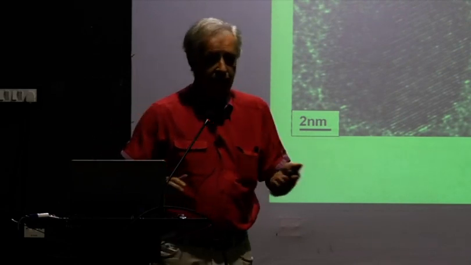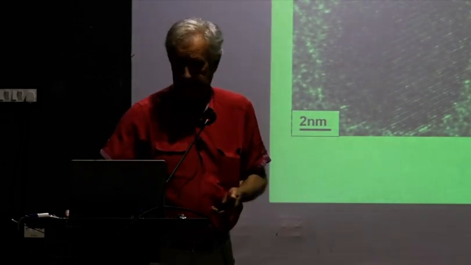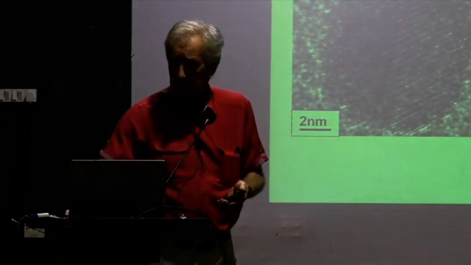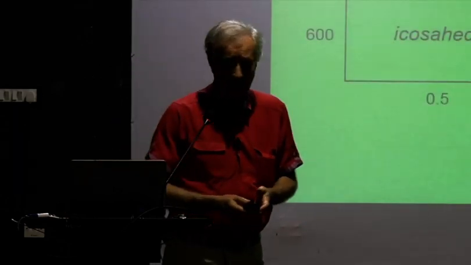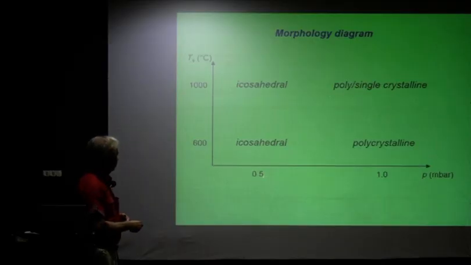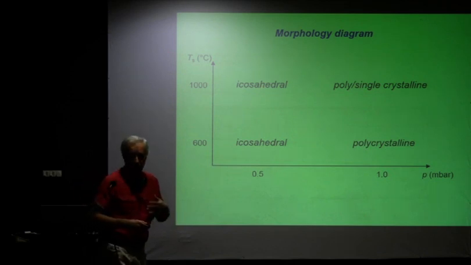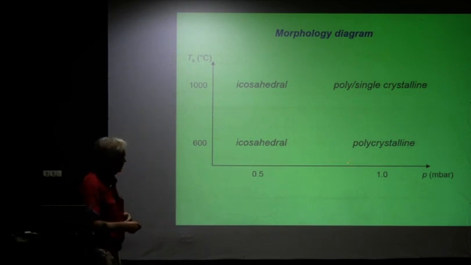After doing various experiments by varying the sintering temperature and the pressure in the system, we come up with a morphology diagram where we see that if we are at some low pressure, independent of the sintering temperature, we get only icosahedral particles, which are about 5 nanometers or so in size.